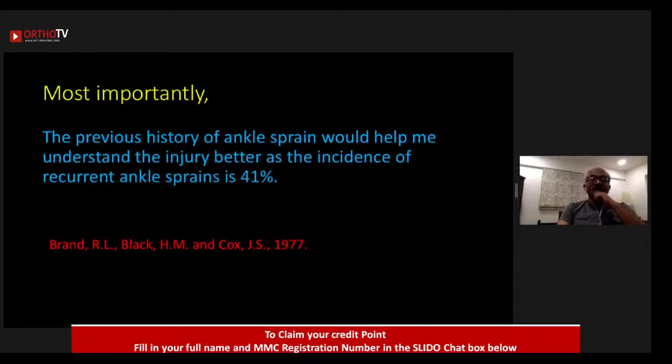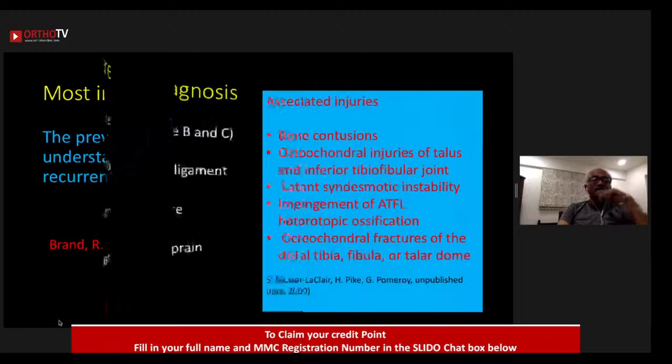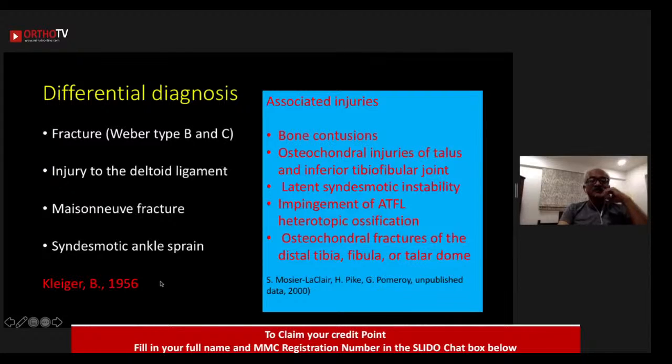More importantly, the previous history of ankle sprain would help us understand the injury better, as the incidence of recurrent ankle sprains is as high as 41%. That is the reason why at the initial presentation, a first-time ankle sprain should be treated very meticulously, and they should go into a prevention program to reduce this incidence.